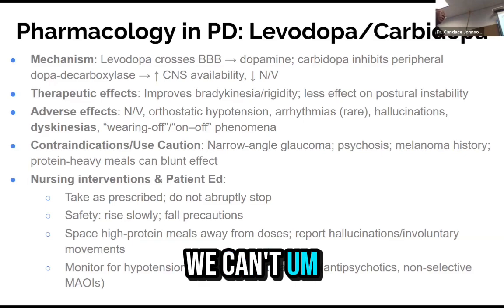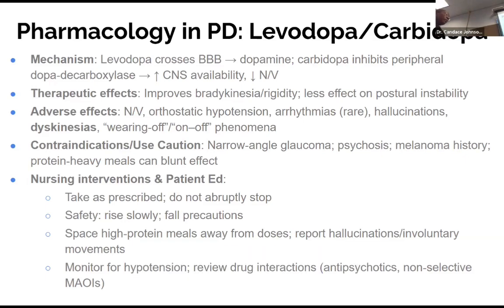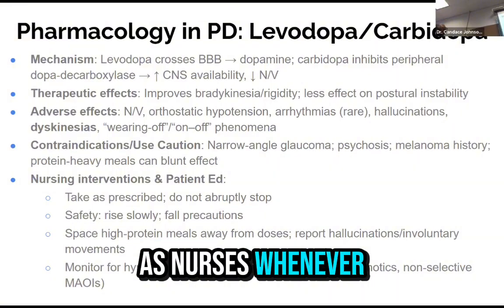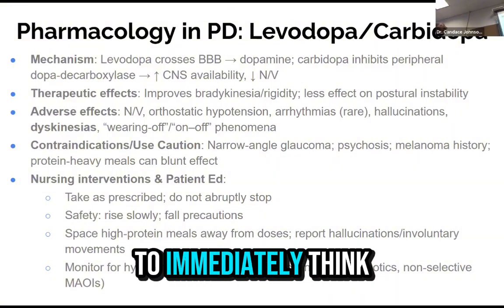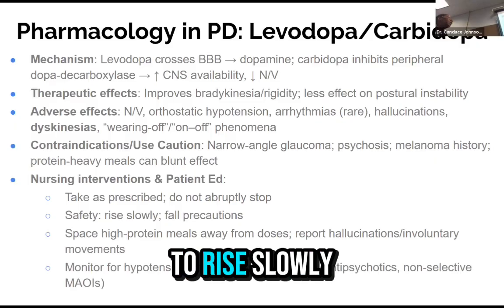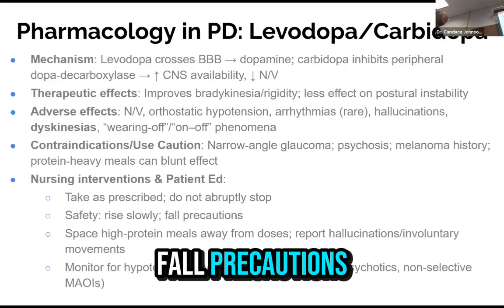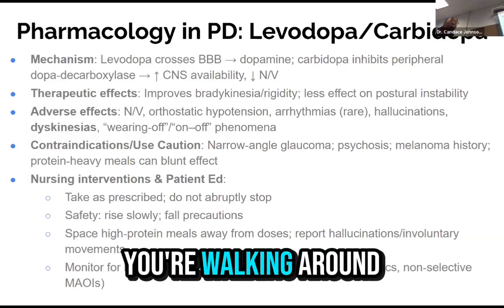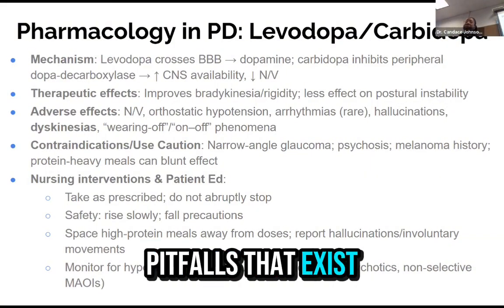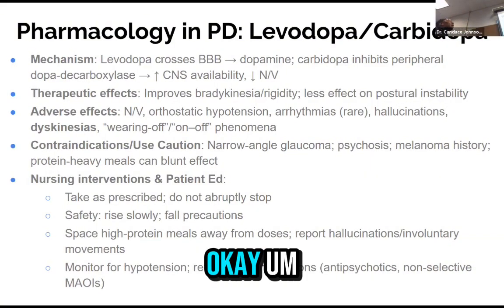We can't abruptly stop these, okay? Now, because of orthostatic hypotension, as nurses, whenever you see this, I want you to immediately think safety. I have to think about my patient's safety, right? I want them to rise slowly, put them on fall precautions, and educate them as you're walking around them, to inform them of the potential pitfalls that exist in the environment, okay?